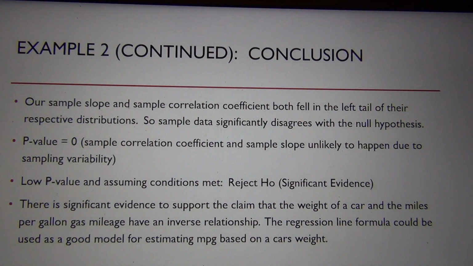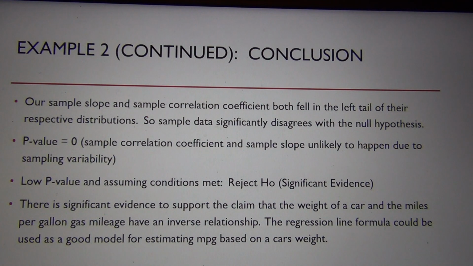Okay, so what's our conclusion? Of course, the sample slope and sample correlation coefficient both fell in the tail. So our sample data significantly disagrees with the null hypothesis. Our p-value was 0, so the sample correlation coefficient and the sample slope are unlikely to be due to sampling variability or random chance. If we have a low p-value and we're assuming we met conditions, then we should reject the null hypothesis. This is significant evidence.